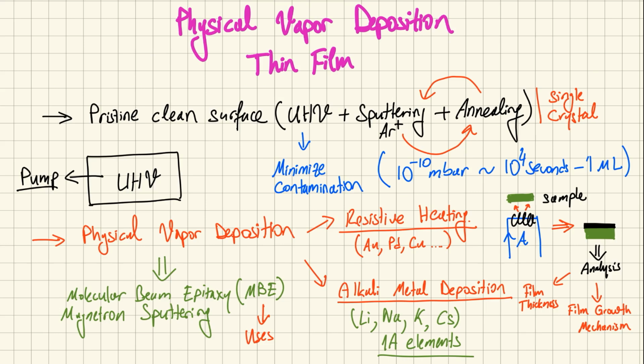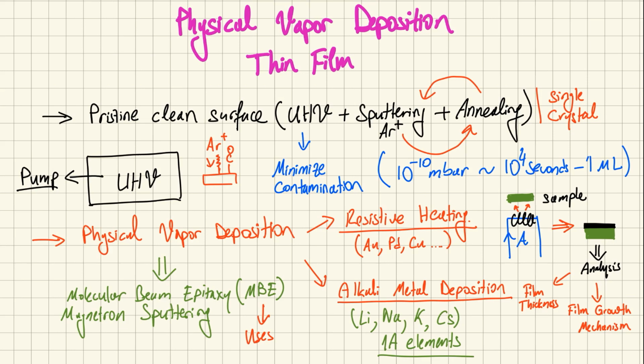Sputtering, argon sputtering, is one of the most common ones. We basically send argon plus atoms to the surface, and we can get rid of the CO or other organic contaminations, and we can keep the surface clean for a while.